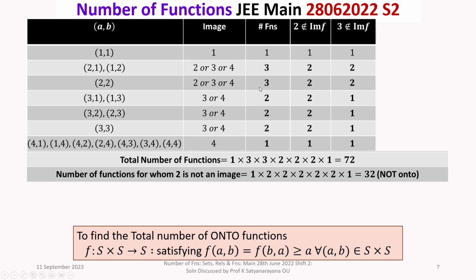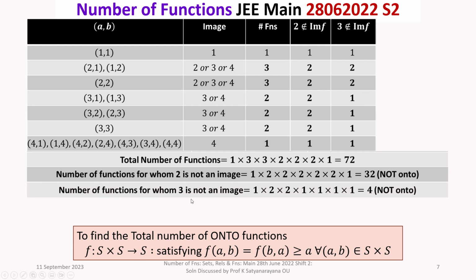3 is not 2 and 4. 3 is not 4, only 1 choice. So this is also the number of not onto functions. That means the number of functions for whom 3 is not an image will be, by the product rule of counting, 1 into 2 into 2 into 1 into 1 into 1 into 1, that is 4. These are also not onto functions.